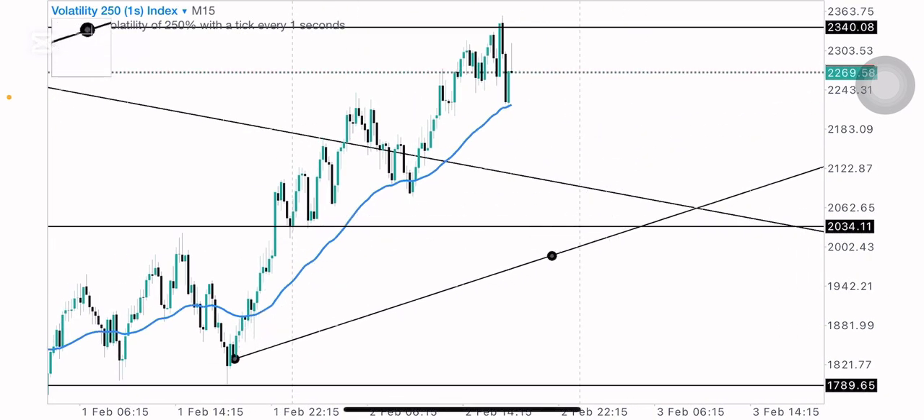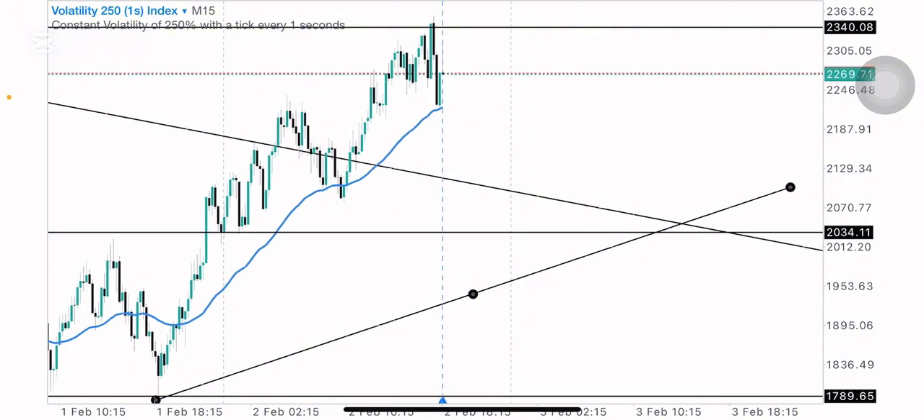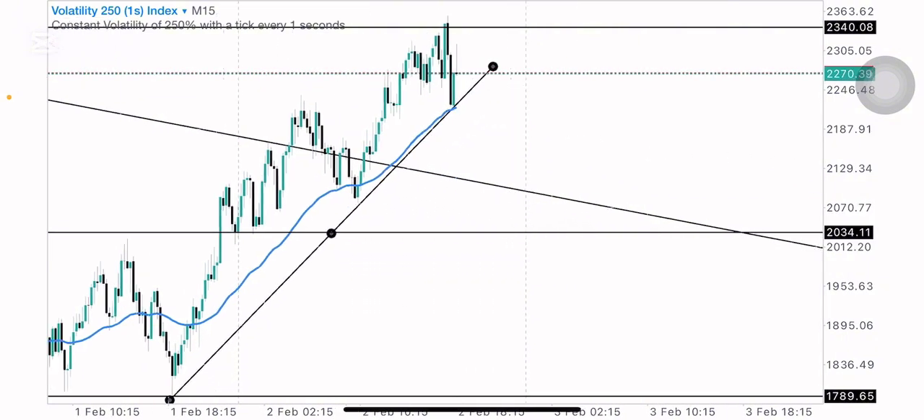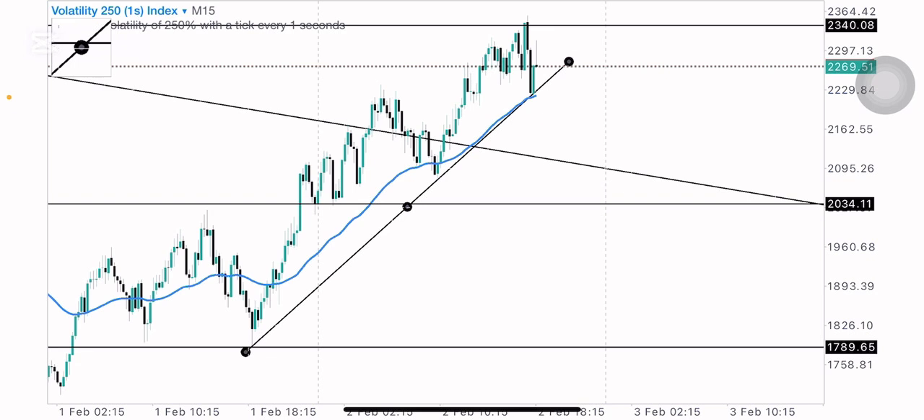So I think we can also have one here. Yep, we have a good trend line here.